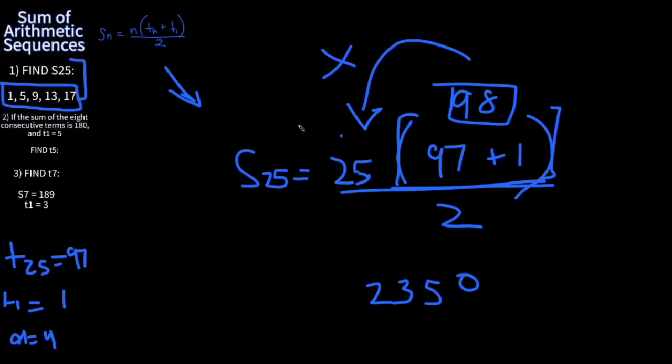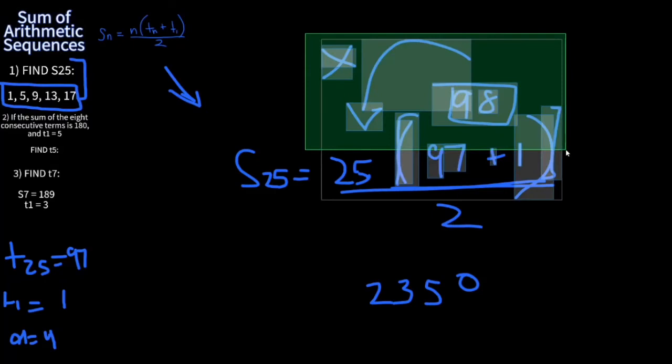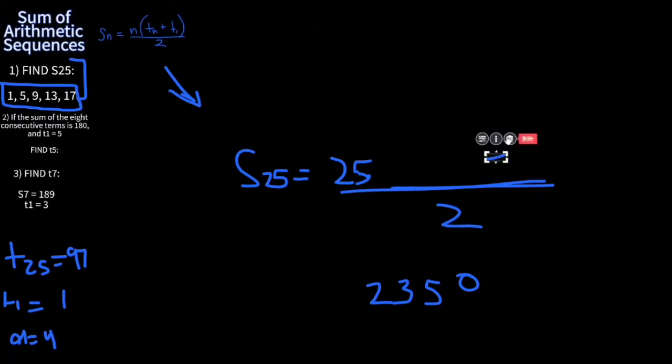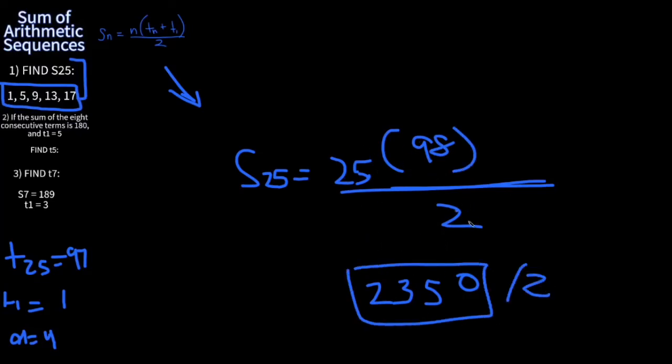And remember, we just did all of this. So let's just simplify it. It's 98 times 25 and equals 2,350, but you have to divide by 2, remember? That equals 2.